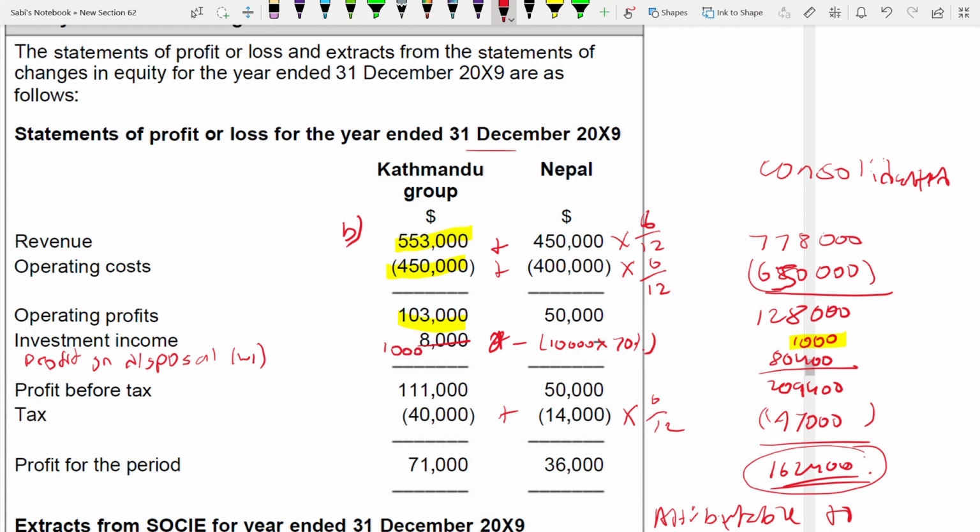Okay. Remember, when you're writing the investment income, you have to deduct the 70% of 10,000 from this 8,000. That has to be done, because you have paid the dividend in cash, so you have to deduct it from investment income. Why do I deduct it from investment income? Because there is no other income to deduct your cost. That is the only place where you can deduct your dividend payment, the investment income. This is not consolidation, but you have to deduct it.